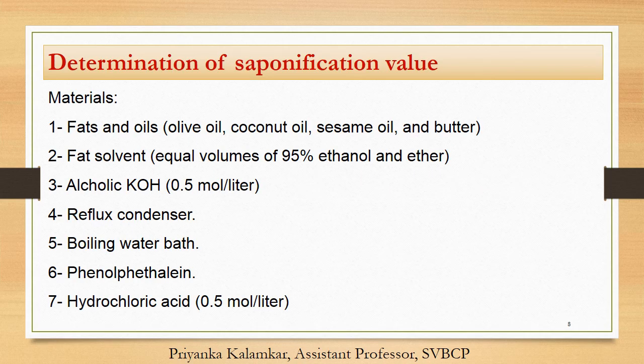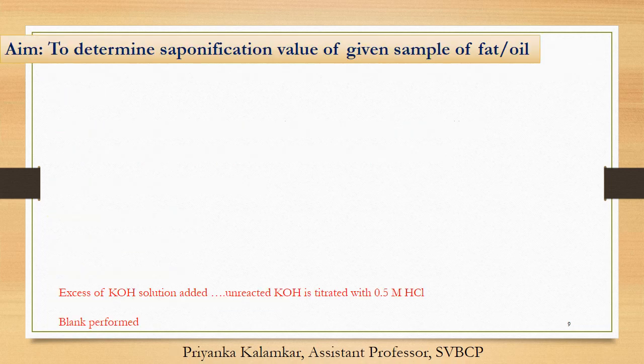Now, what are the things you need for this? I need fat and oil, that is the sample. I need fat solvent to dissolve that sample. Then we need alcoholic KOH for saponification. I need a reflux condenser and a boiling water bath so that I can carry out the heating process. I need phenolphthalein as an indicator, as it is a type of acid base titration, and hydrochloric acid as titrant. So these are the things that you must have before proceeding for the saponification value determination.